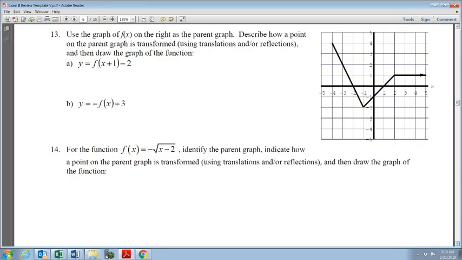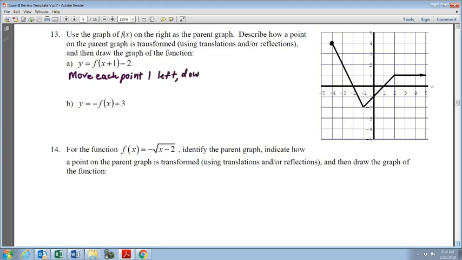All right, let's look at 13. It says use the graph of f of x on the right as the parent graph. Describe how a point on the parent graph is transformed using translations and reflections, and then draw the graph of the function.